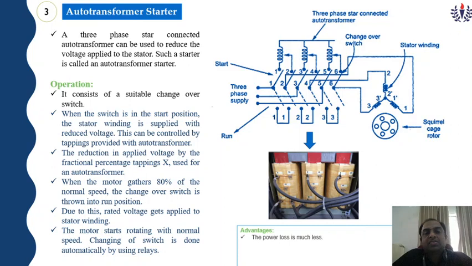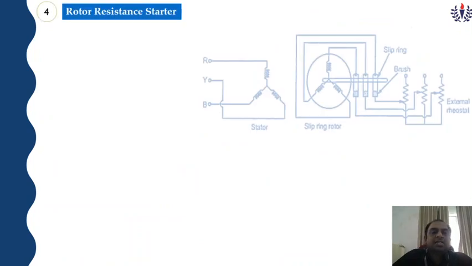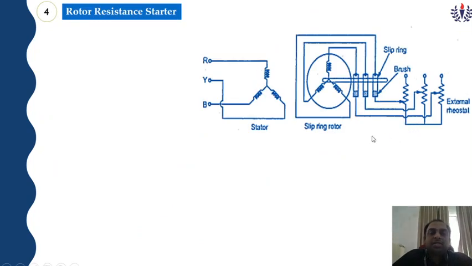Advantages: the power loss is very much less. It can be used for star and delta connected motors. Limitation: it is expensive. Third point, rotor resistance starter. This is a rotor resistance starter.